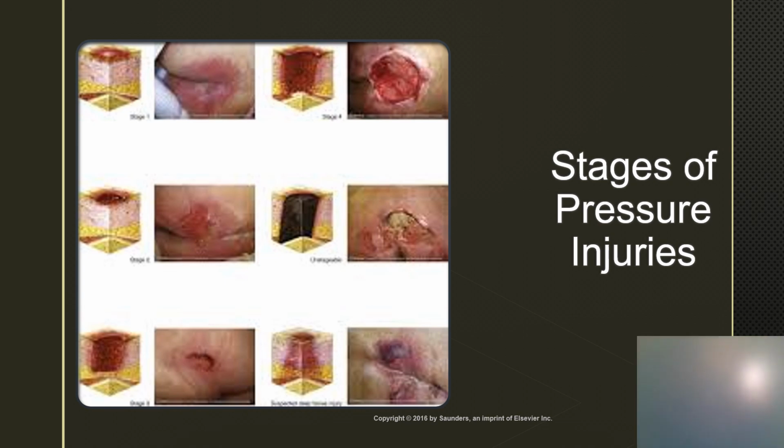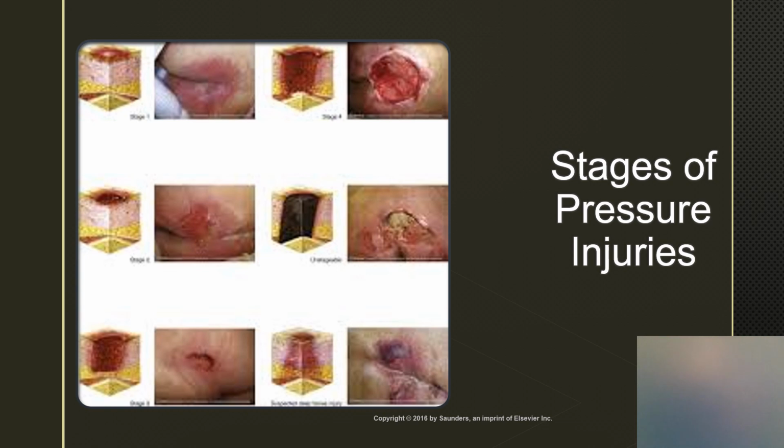Partial thickness skin loss in the epidermis and dermis revealing epithelial tissue is a stage 2. The wound is shallow and can appear blistered, cracked, or abraded, which means scraped. In fact, serum-filled blisters are stage 2 pressure injuries if located over a pressure point. The ulcer might be surrounded by a broad, irregular, and painful reddened area that's warmer than normal to touch.